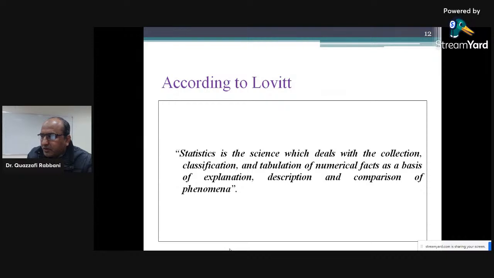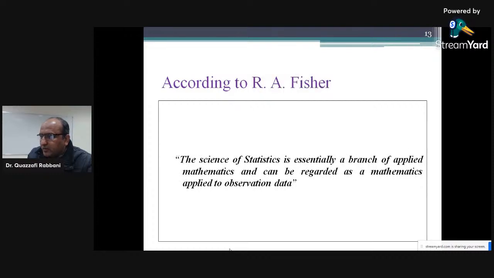According to Lovett, statistics is the science which deals with the collection, classification, and tabulation of numerical facts as the basis of explanation, description, and comparison of phenomena. So these are some of them. R. A. Fisher, also known as the father of modern statistics, defined statistics as: the science of statistics is essentially a branch of applied mathematics and can be regarded as mathematics applied to observational data.